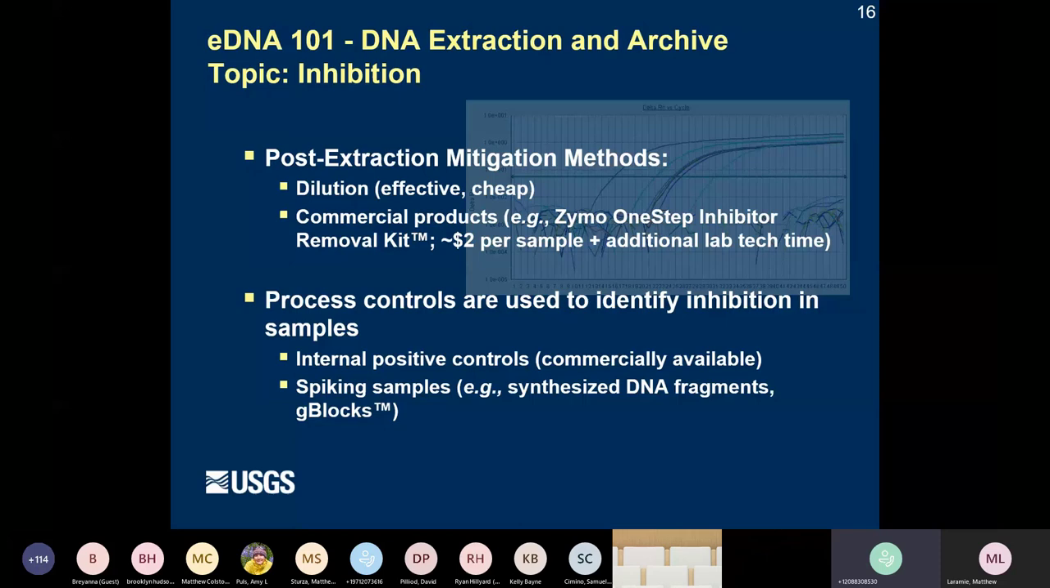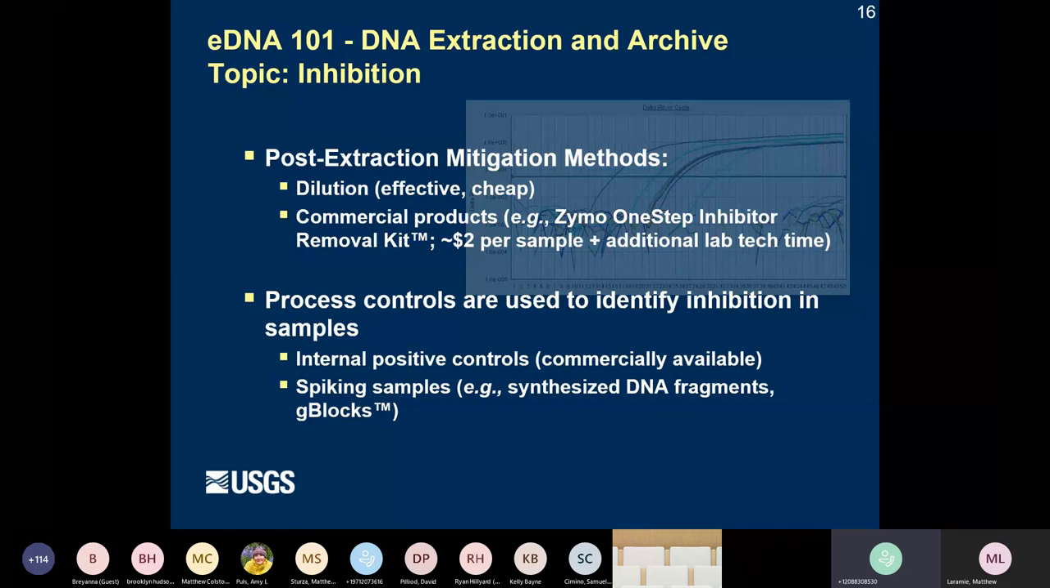There are also some commercially available kits that have been shown to be really effective. They do increase processing costs a bit, though, so that's something to consider and budget for if you know you're going to be working in a system that's really turbid or has a lot of inhibition potential. With the kit that I mentioned here, this Zymo kit, you're looking at about $2 a sample. There are also some additional costs for lab tech time for handling and performing these additional procedures.